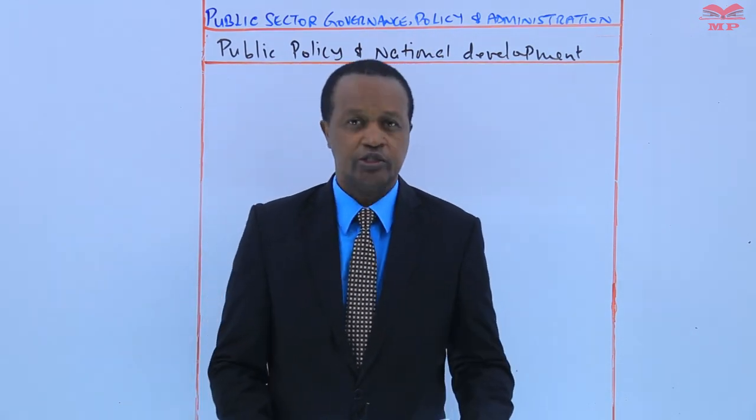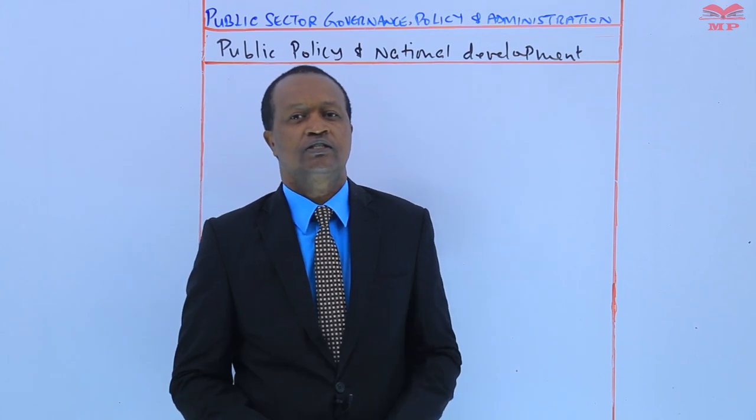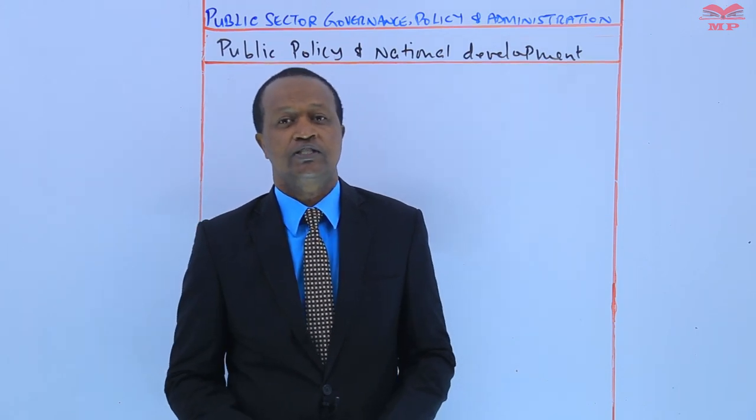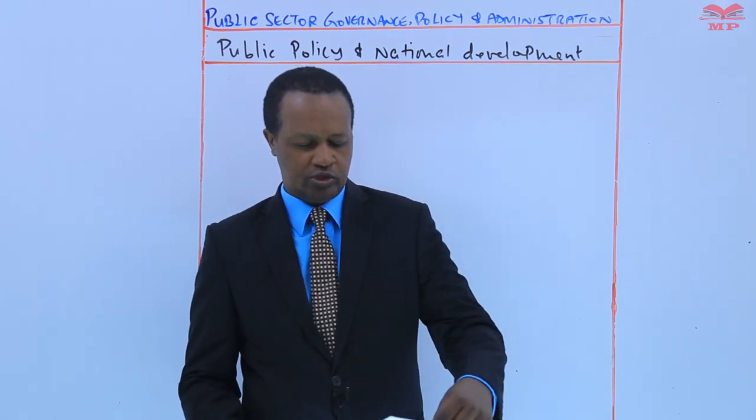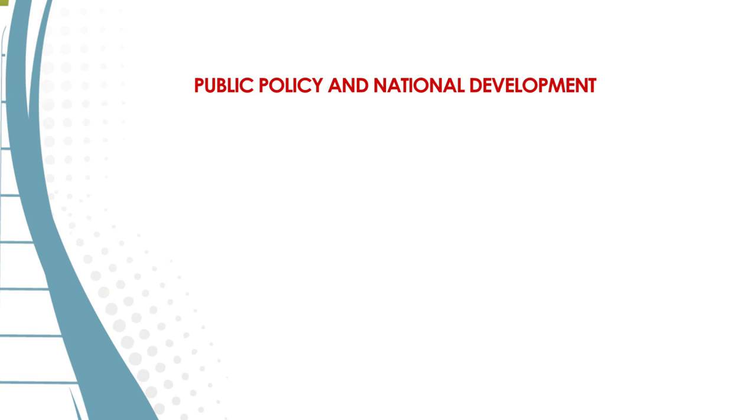Today we continue with the subject public sector governance, policy and administration. We are moving on to chapter number 4, public policy and national development. That is the title, public policy and national development. Under this chapter there are 9 sub-chapters.